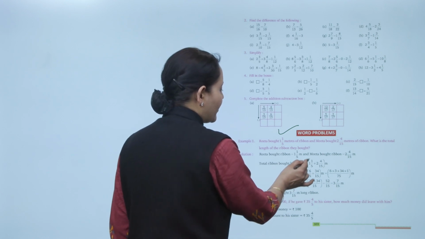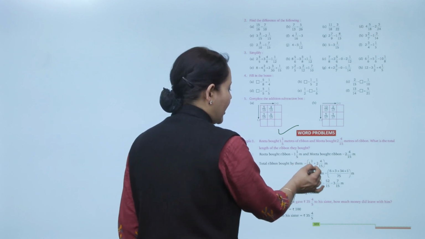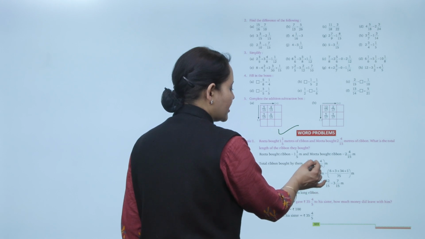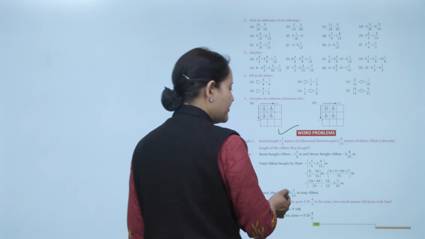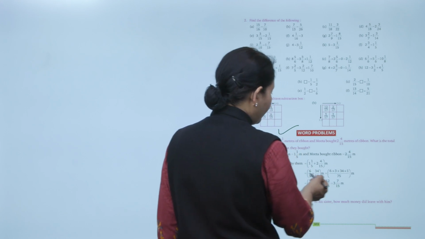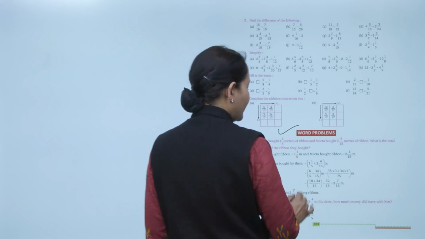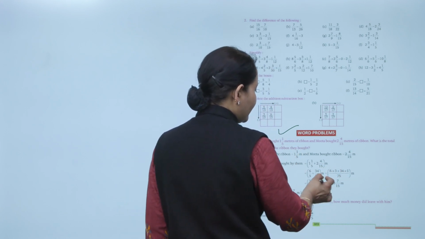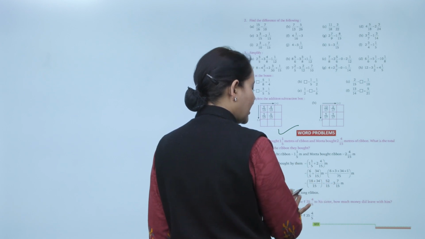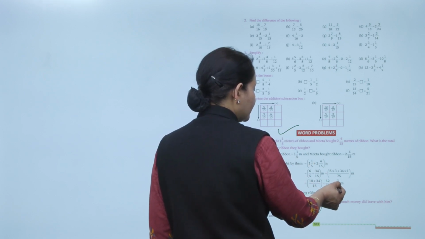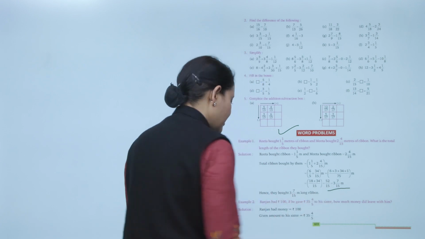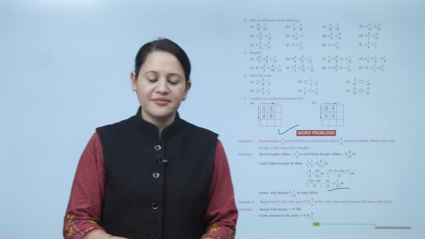First we'll convert the mixed fraction into improper fraction. 5 into 1, that is 5 plus 1, 6 by 5, and it is 15 into 2, 30 plus 4, 34 upon 15. Now we'll take the LCM of 15 and 5, that is 75. Solve करेंगे तो यह आ जाएगा 52 upon 15. Again it is improper fraction to change into mixed fraction, that is 3 7 upon 15 meter. That is our answer.